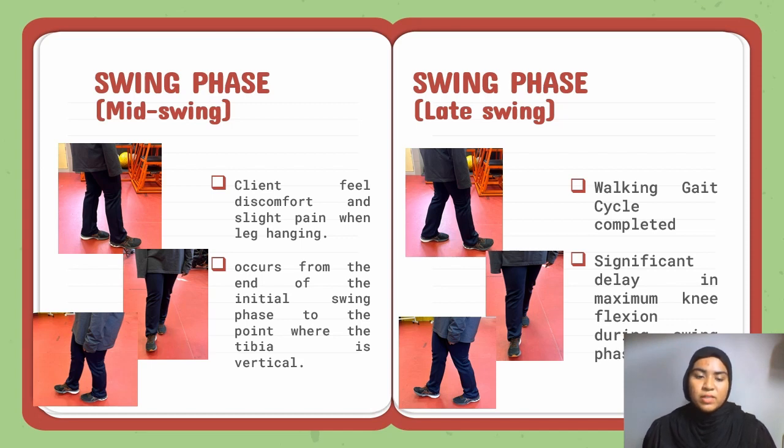With this swing phase, the client has completed the walking gait analysis, and the observation has been done. The observation reveals a significant delay in maximum knee flexion during the swing phase because of an injury that our client has faced.